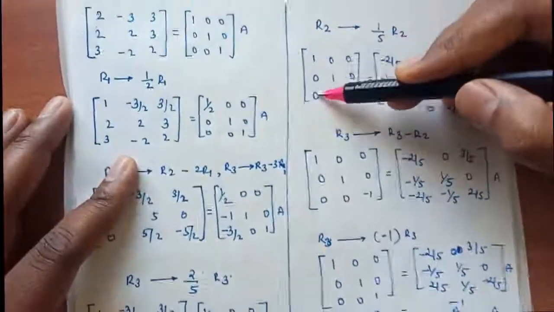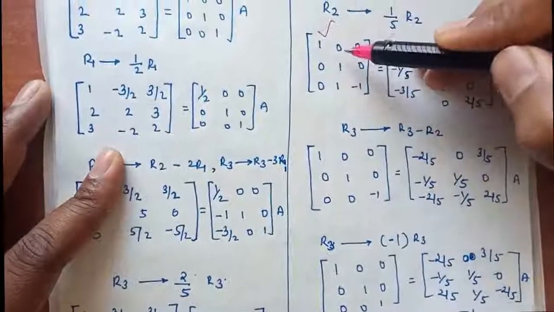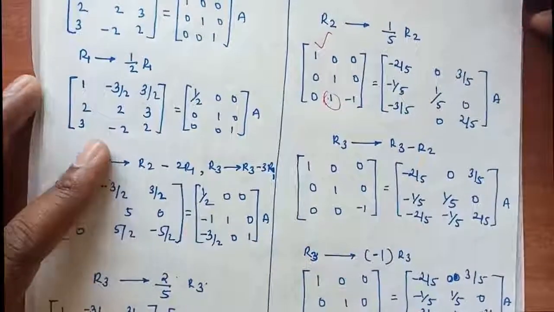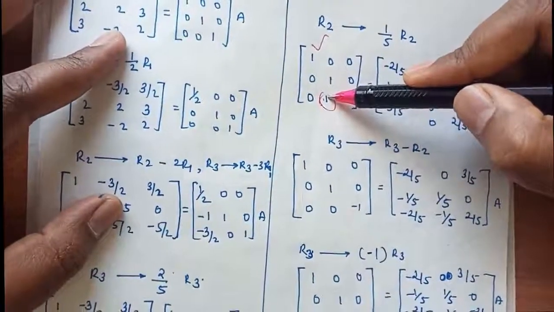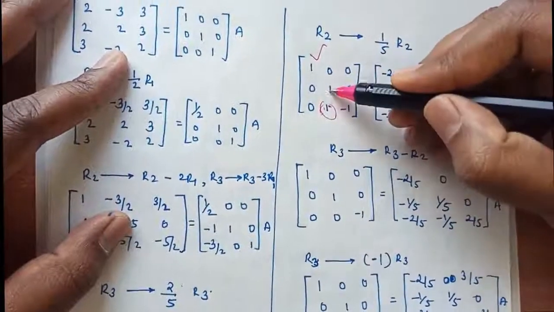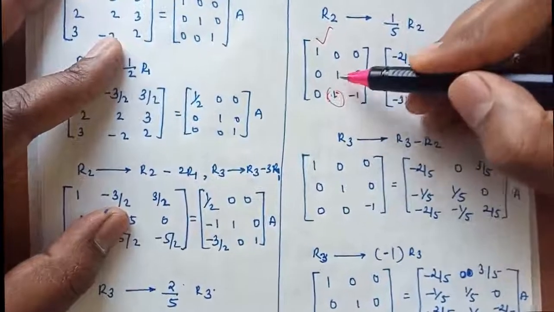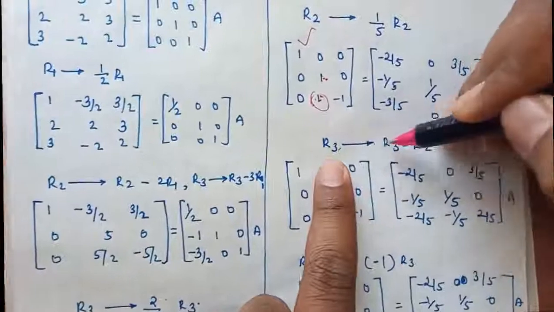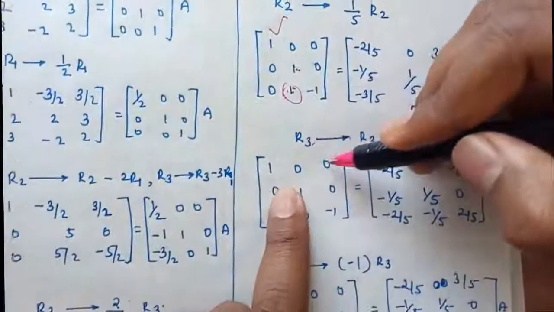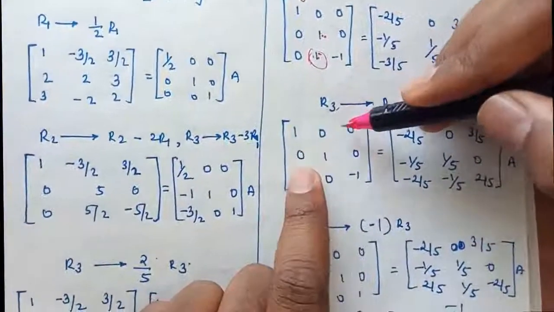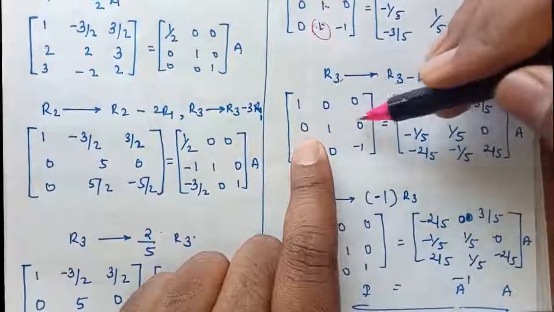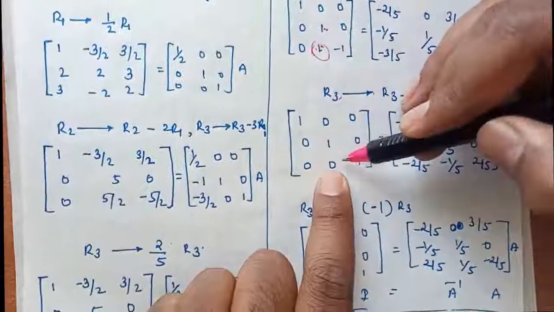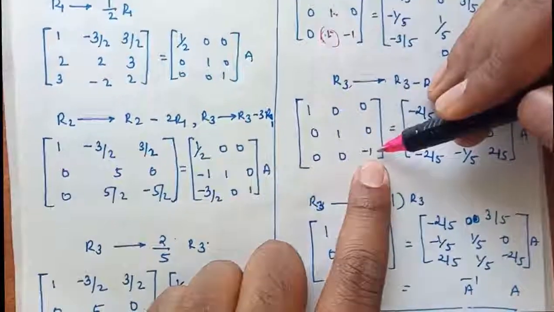Now I got 1, 0, 0. So first column is perfect. 0, 1, 0, 1, 0. So this element I want as a 0. So if I want this element to be 0, so definitely I want R3 minus R2, definitely 1 minus 1 will get 0. So same thing I did, R3 changes to R3 minus R2. So 1 0 0, R1 will be as it is because it's not changing. Even R2 is not changing, as it is, 0 1 0. R3 is 0 minus 0 0, 1 minus 1 0, and minus 1 minus 0 will be minus 1.